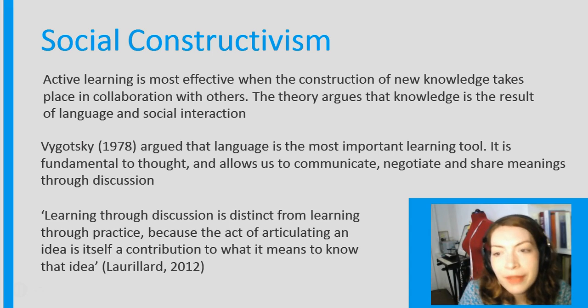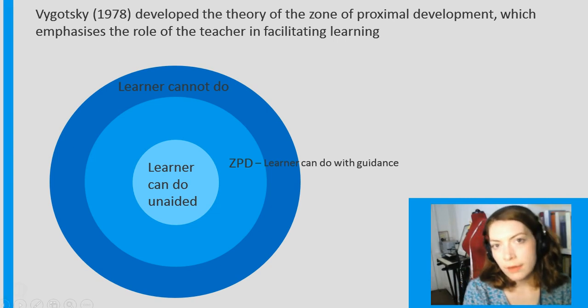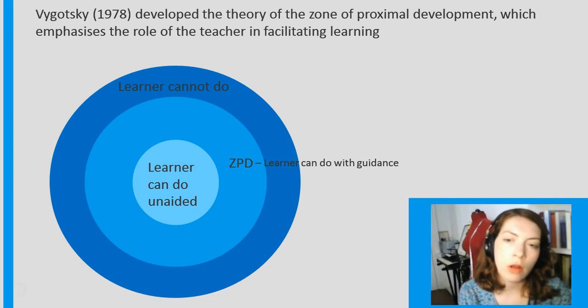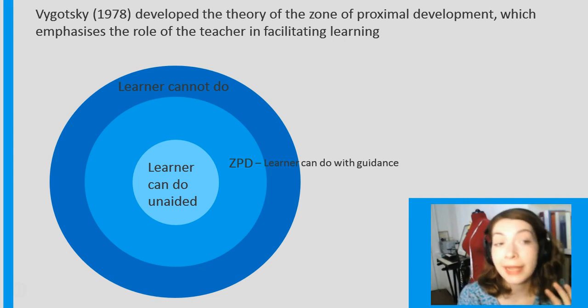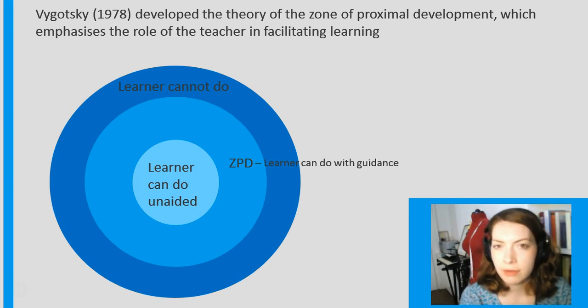They're forced to articulate ideas, rephrase them in language that they're comfortable with. So Vygotsky developed the theory of the zone of proximal development, which emphasises the role of the teacher and peers in facilitating learning. So he talks about 2 developmental levels.